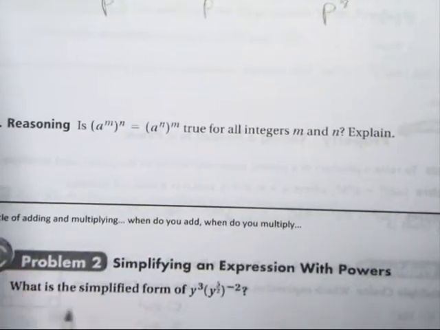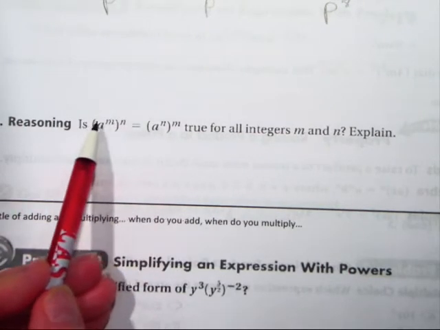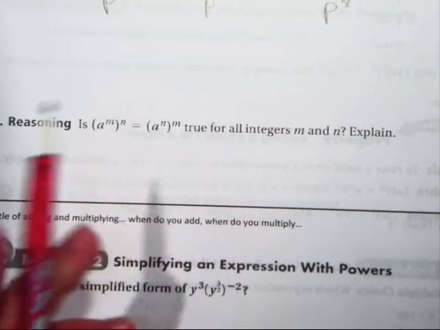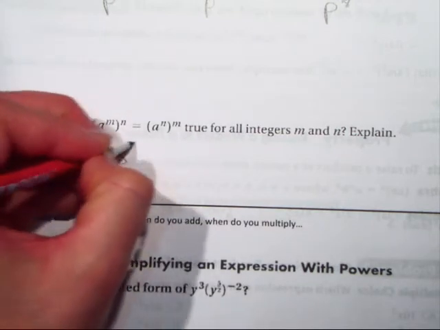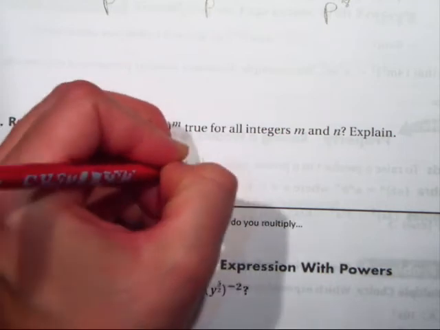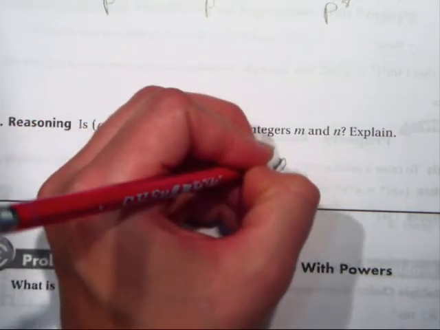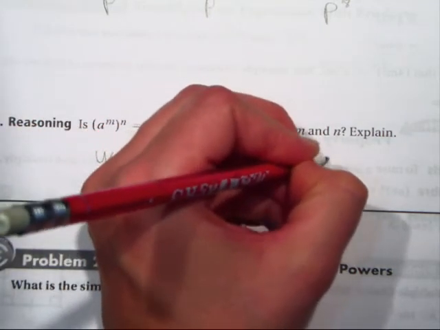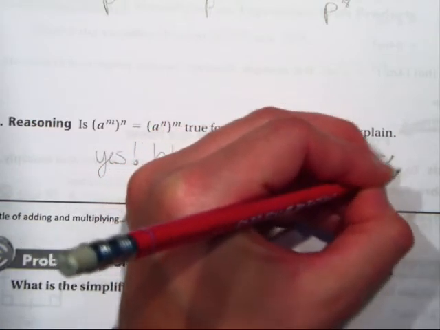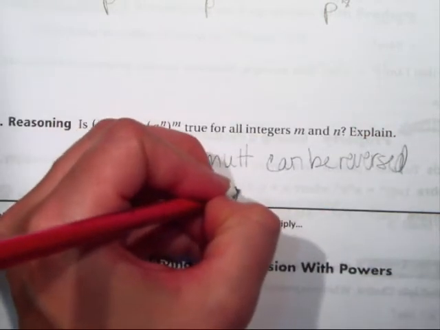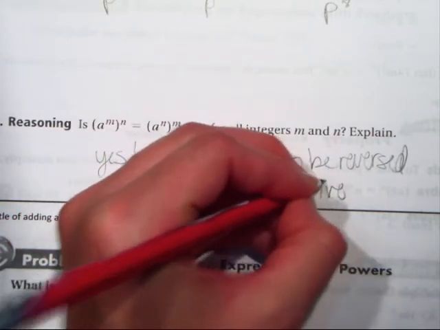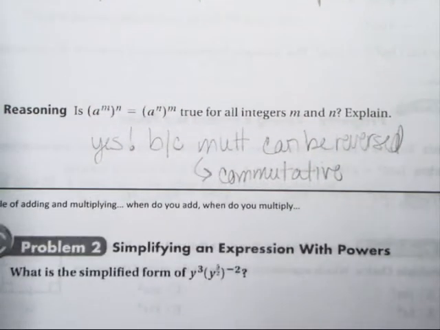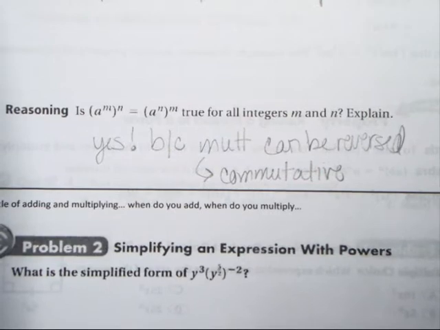So here's the question. Is the reverse, if you have like a 5 and a 2 and then a 2 and a 5, is it true for all integers for m and n? The answer is definitely yes, because multiplication can be reversed. In other words, multiplication is commutative. Do you remember that word from way back in chapter 1 with Mr. Lankitz? Multiplication is commutative. In other words, it can be flip-flopped.